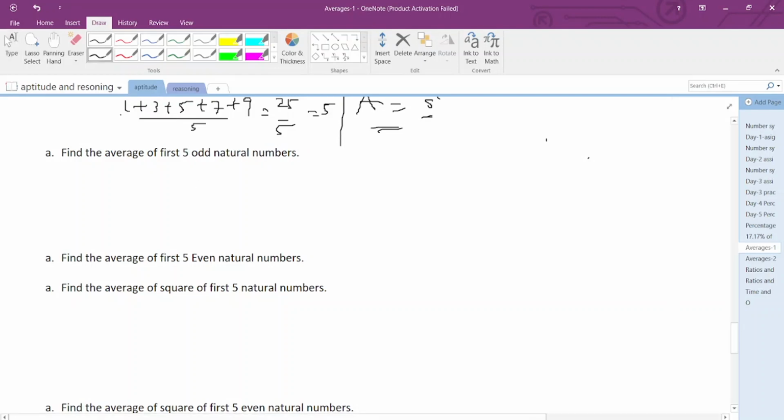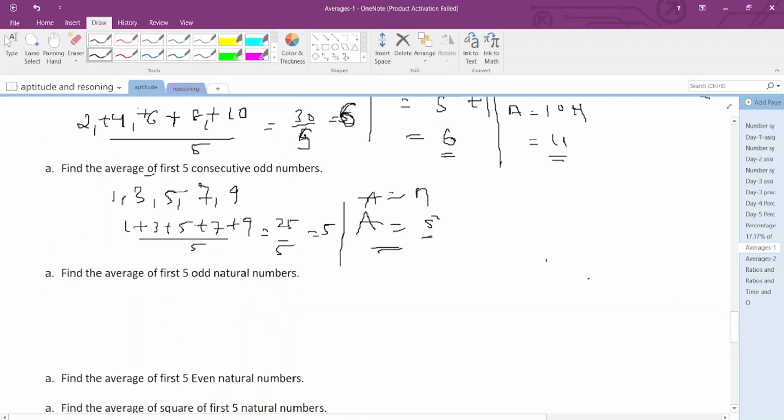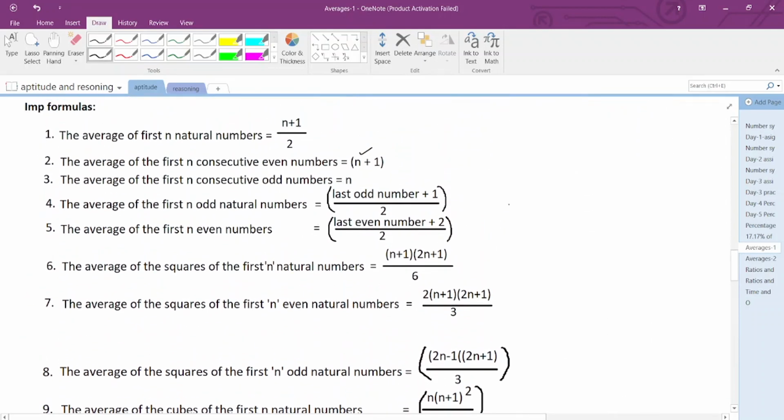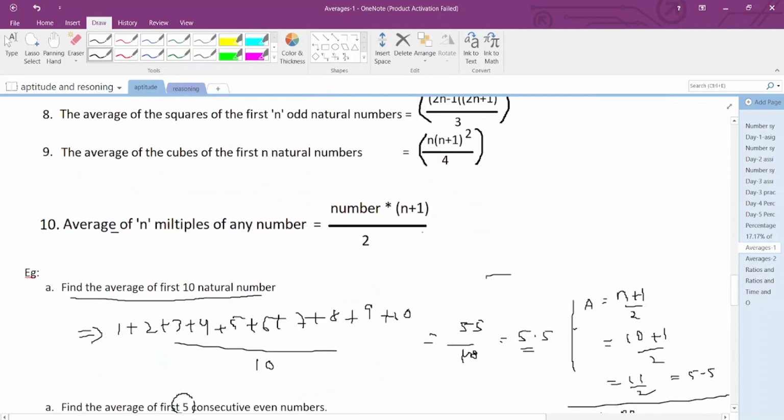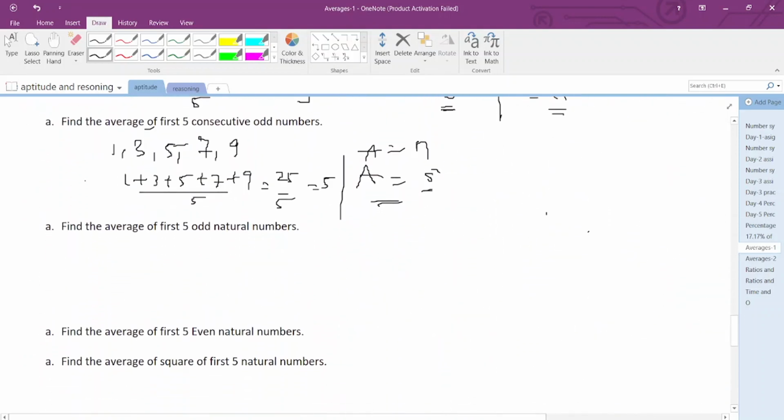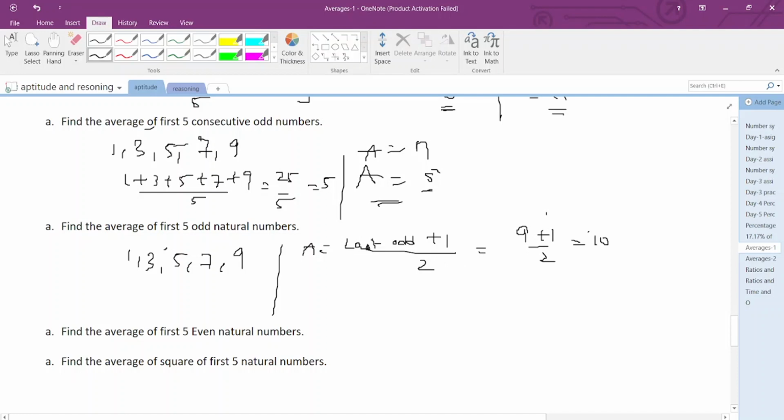Let's start with 5. So what is the formula? First 5 odd natural numbers, the formula is last odd number plus 1 by 2. So they ask the first 5 odd numbers, which are 1, 3, 5, 7, 9, right? So average is equal to last odd number plus 1 by 2, right? Here the last odd number is 9. 9 plus 1 by 2, which is equal to 10 by 2, which is equal to 5. Understood?